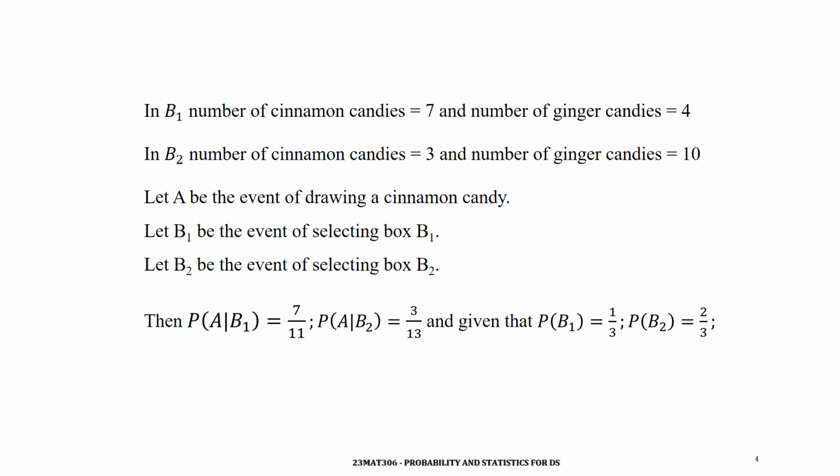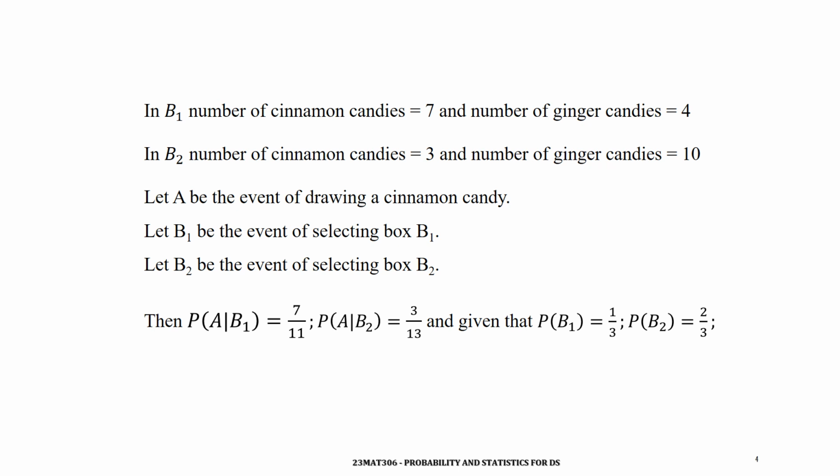So here in this problem we define events clearly. Event A means we selected a cinnamon candy. Event B1 means we choose box 1 and B2 means we choose box 2. Defining events like this helps us organize the problem. Once we define the events clearly, solving probability problems becomes much easier.